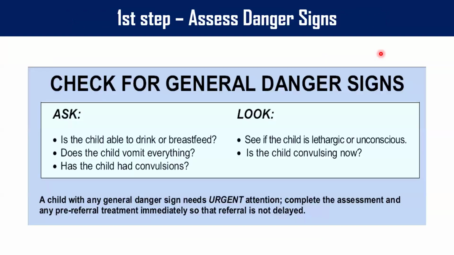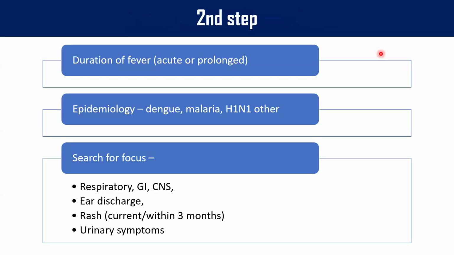The first step is always, in children, assess for the danger signs. What are the danger signs? Ask whether the child is able to drink or breastfeed, the child is vomiting everything out, or the child is convulsing. When you ask these symptoms, then look for the child's sensorium, whether the child is lethargic or unconscious or irritable, and whether the child is convulsing now. If any of these things are there, this needs urgent attention. There is no delay. You have to immediately refer to the pediatric department.